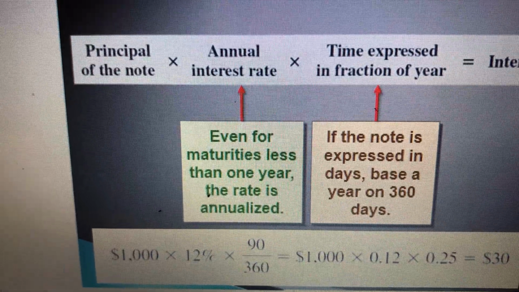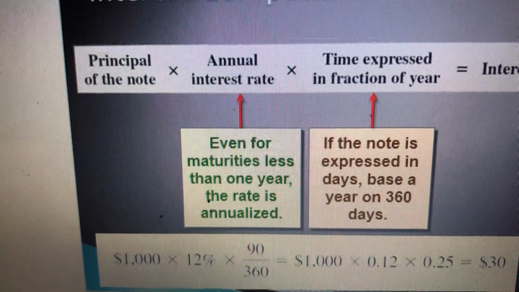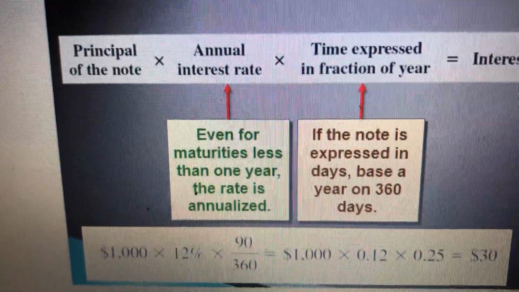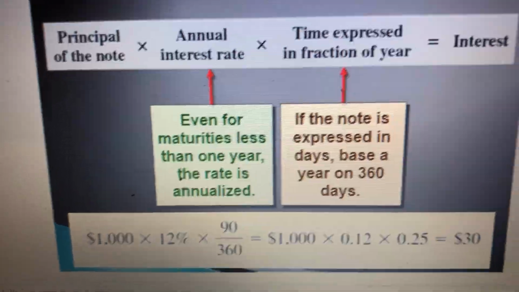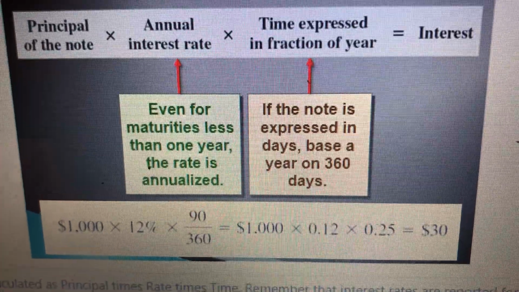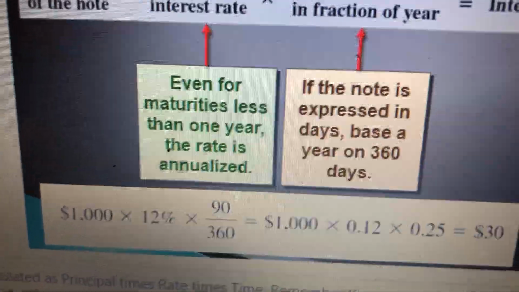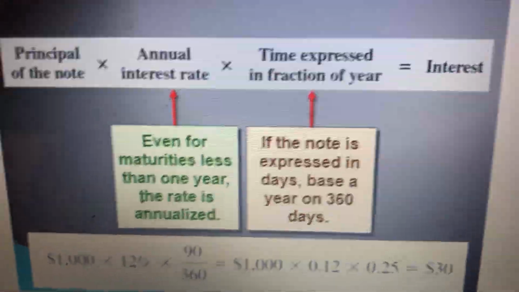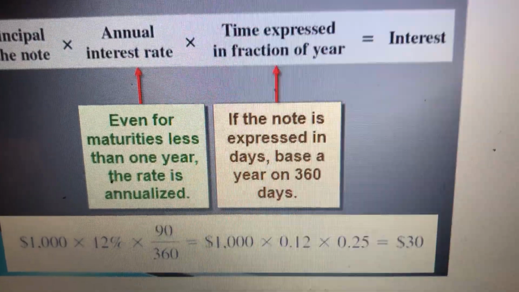Notice here's how it's calculated. 1,000 times 12%, that would be 0.12, times 90 over 360. Okay, so if you spread that out, it's 1,000 times 0.12 times 0.25 equals $30. So the interest amount that the bank will receive is 30, and Julia will pay 30. Okay, so let's do the journal entry for that, coming back to our paper.